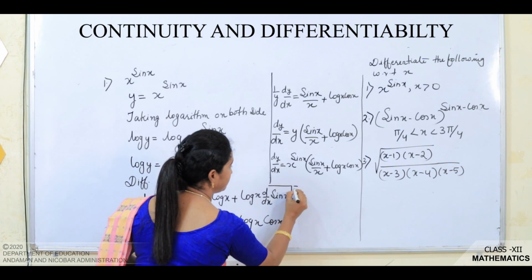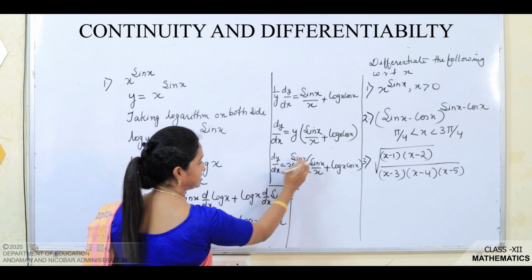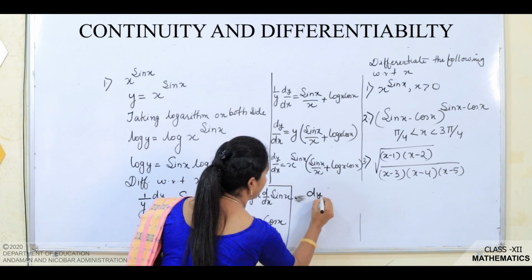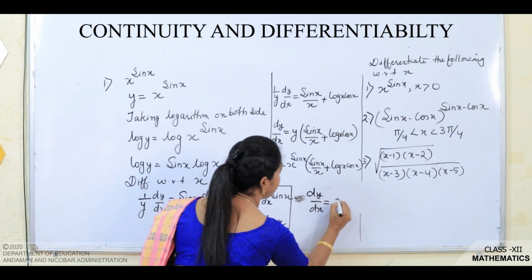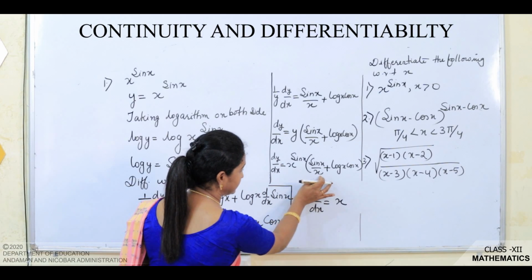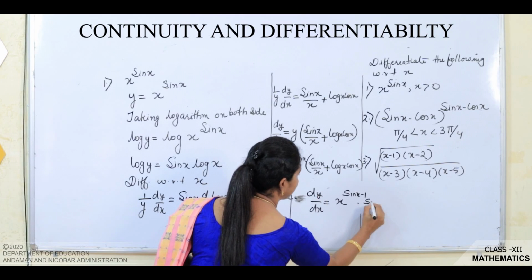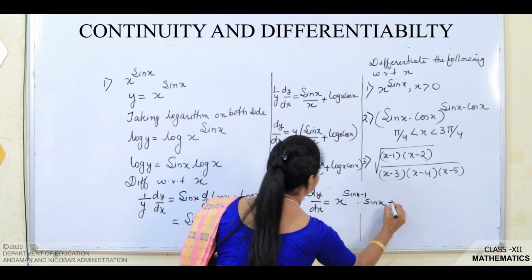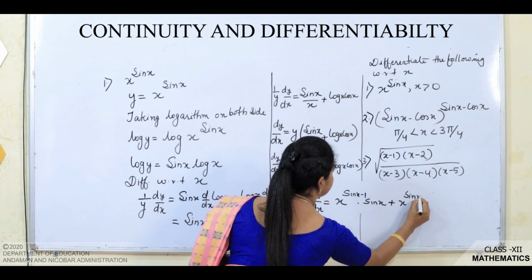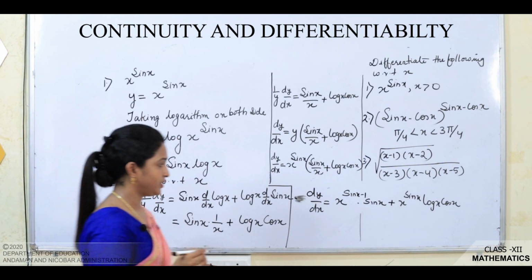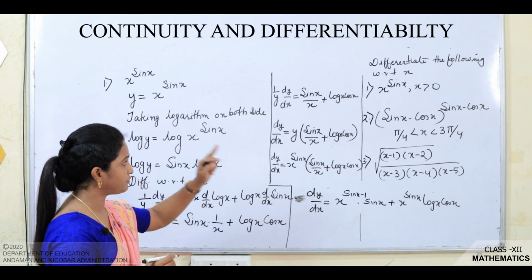Now what I'll do, I'll simplify. When you simplify, you are going to multiply x by sin x inside. The answer is dy by dx is equal to, you will multiply x by sin x inside, so you are going to get x to the power sin x minus 1 into sin x plus x to the power sin x into log x into cos x. Clear children? So this is the answer for the first question.